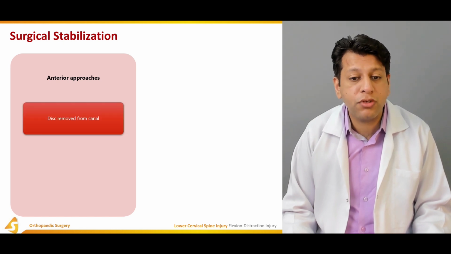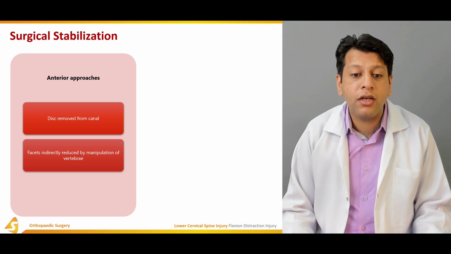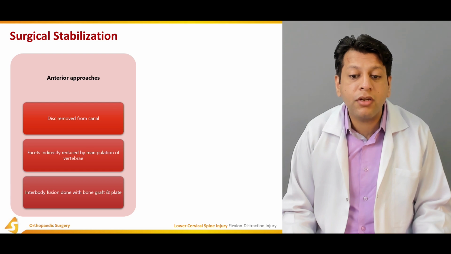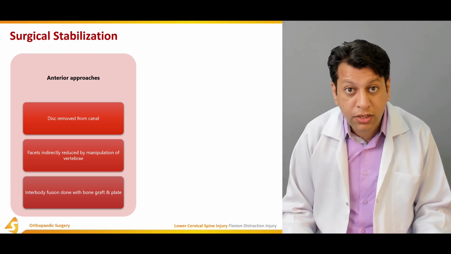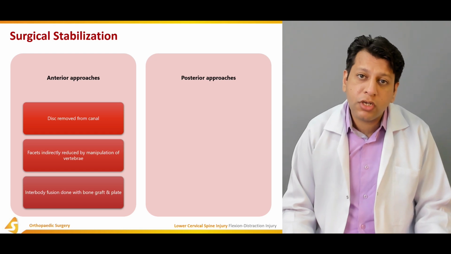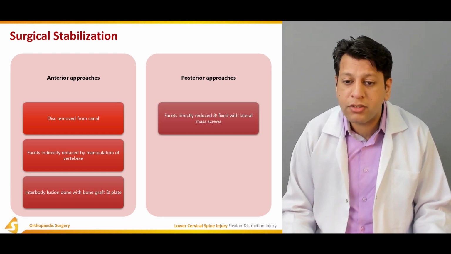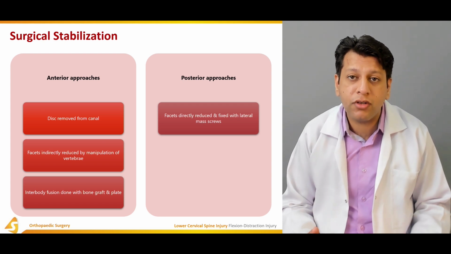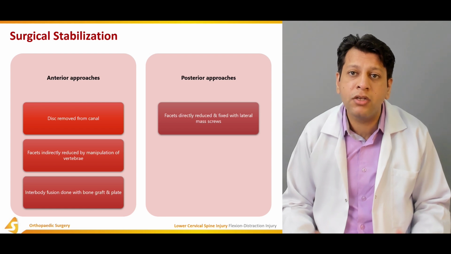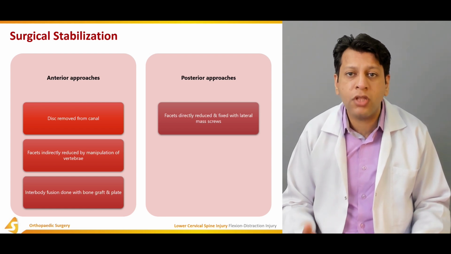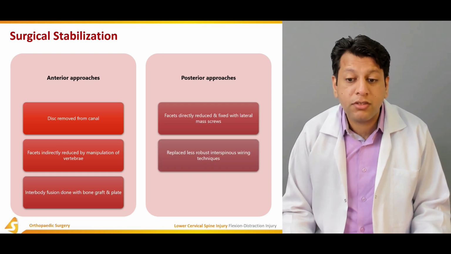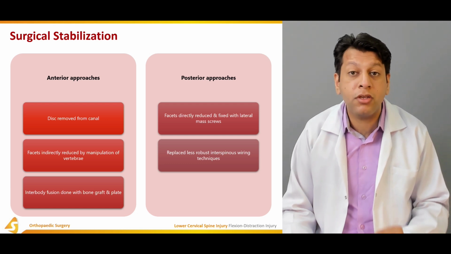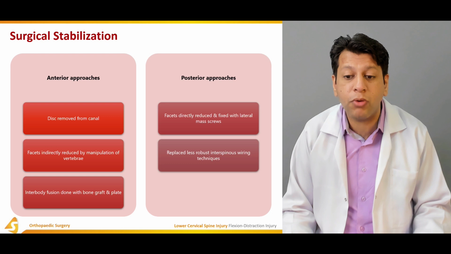In the anterior approach, the disc is removed from the canal, facets are indirectly reduced by manipulation of the vertebrae, and interbody fusion is done with bone graft, cages, or even plates as well. And the posterior approach is done to address the discoligamentous complex. Facets are directly reduced and fixed with lateral mass screws, because you do not have strong pedicles in the cervical spine, so we have to place the screws in the lateral masses. Less robust interspinous wiring techniques can also be used, because the screws placed in the lateral masses can be joined with interspinous wiring.